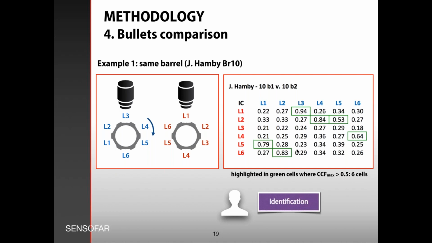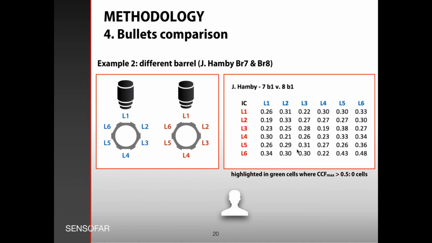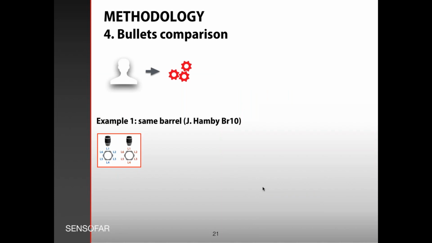If we take another example of different bullets that have been fired with 2 different barrels, here we see that there is no single value above 0.5. In this case, there is no identification. The name for that situation is an elimination case. Next step is to try to do this automatically.